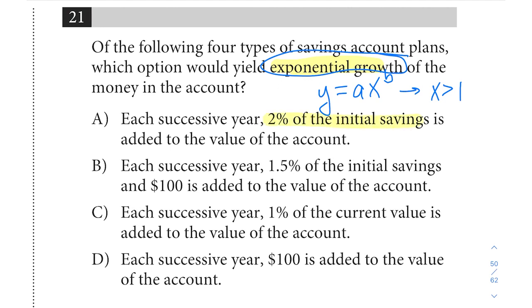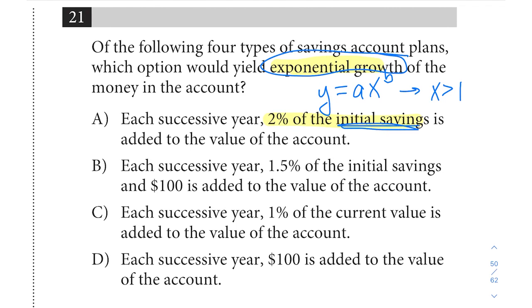So A, each successive year, 2% of the initial savings is added to the value of the account. So that shows that we're adding something each year. So that's definitely indicative of growth. However, are we adding more and more and more each year? Are we going to see a curved nature to our function, something that grows like this? Or would we have something that's linear, maybe growth that looks like a straight line?